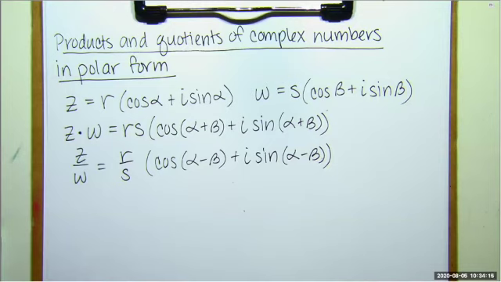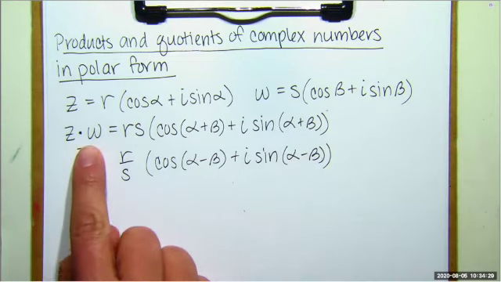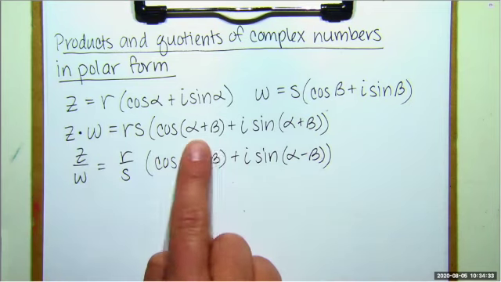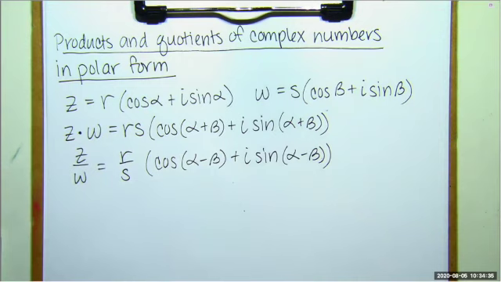But the derivation of these is actually really simple. I'm not going to write it out today. It's in the textbook. The proof of this comes from complex numbers being in exponential form. So if we had these two complex numbers written in exponential form and we multiplied them together, we would multiply the numbers out in front, and then the exponent would be the sum of the angles.